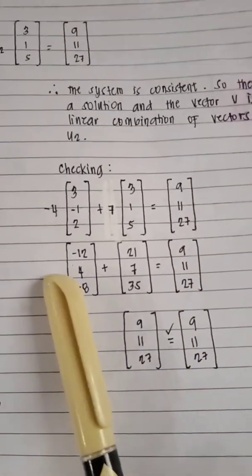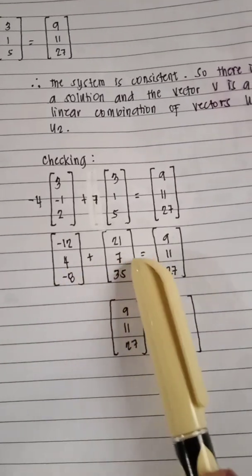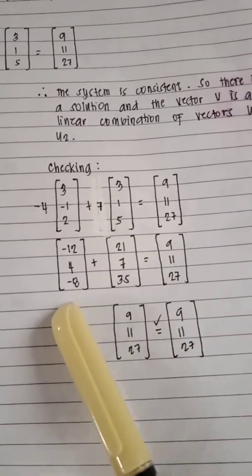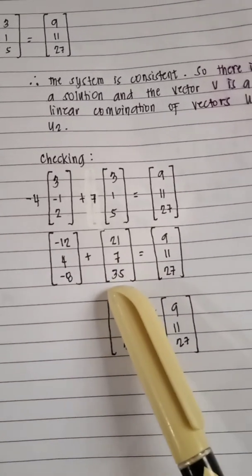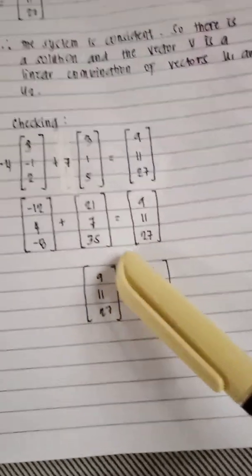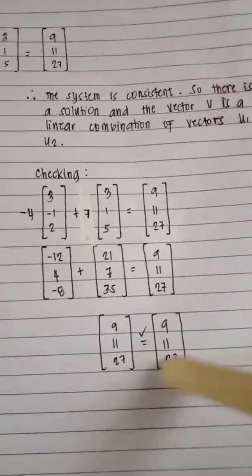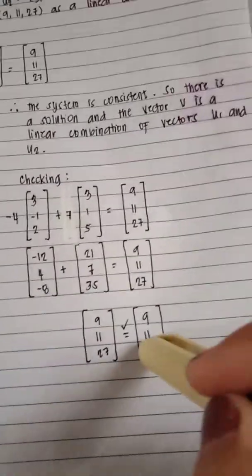So -12 plus 21 is equal to 9. 4 plus 7 equals 11. -8 plus 35 is equal to 27. So it is equal, so our answer is correct. Now let's proceed to letter B.